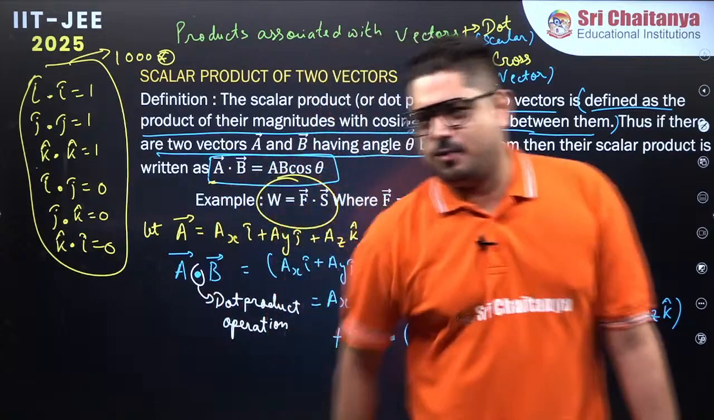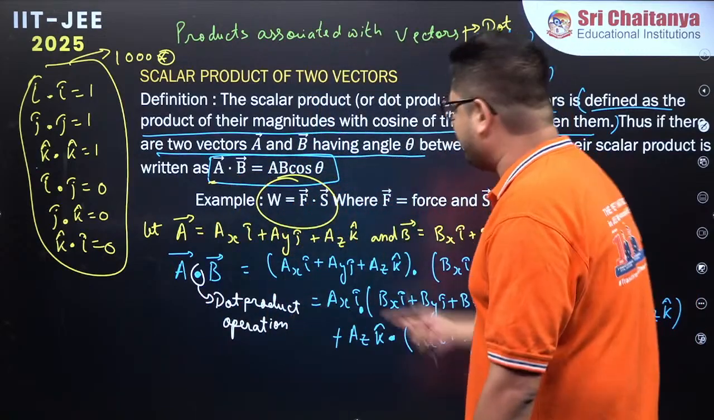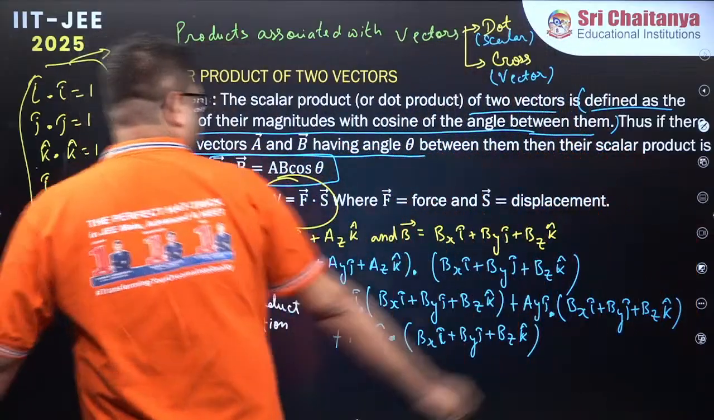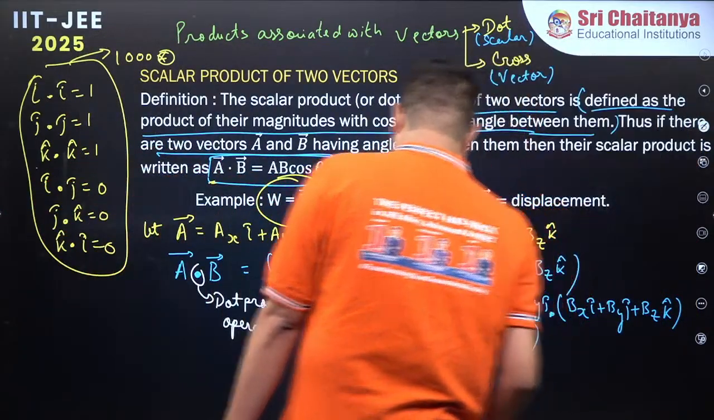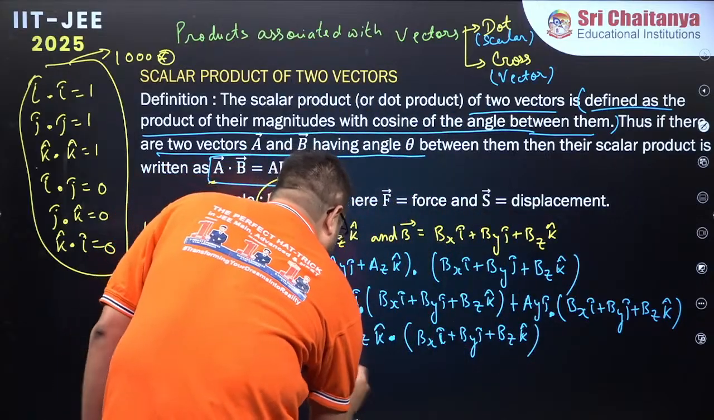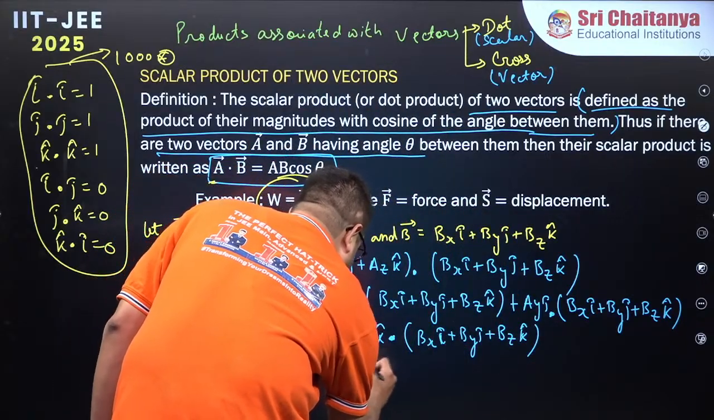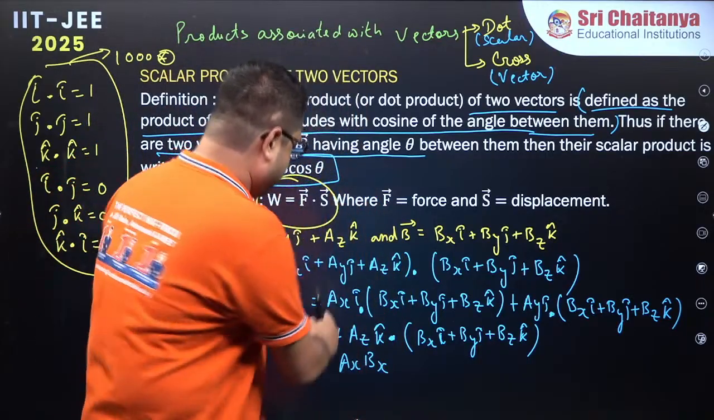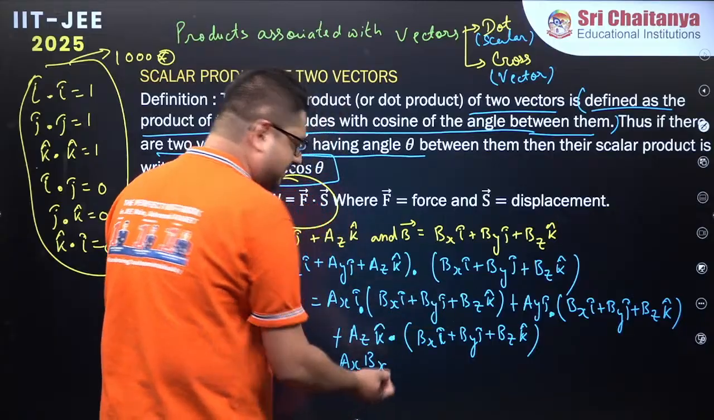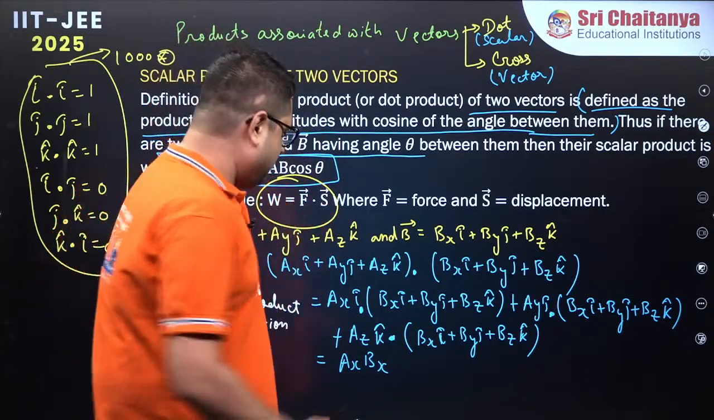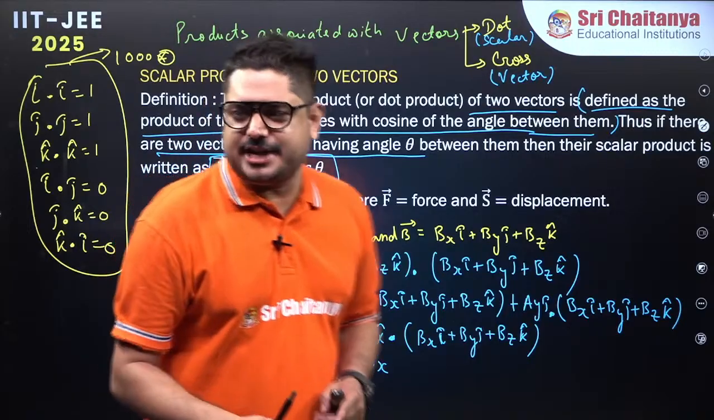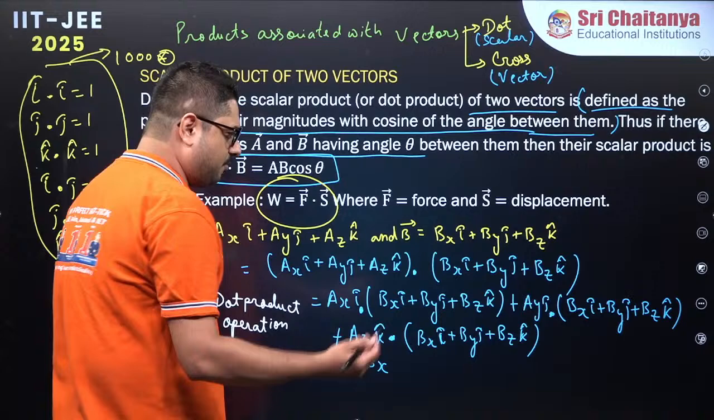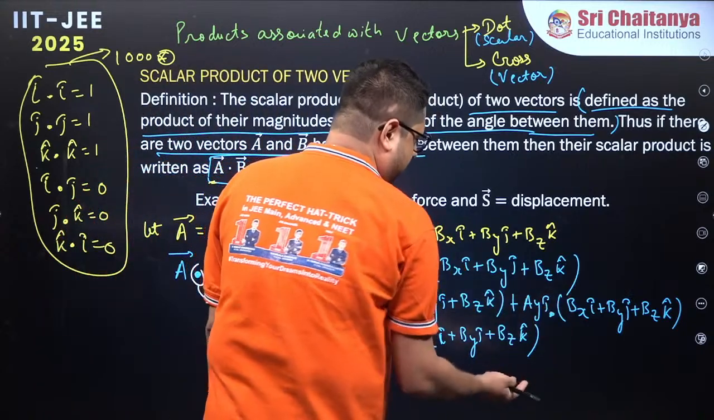So now what we are going to do is follow this rule itself. Let's try to complete our product, everyone. So ax can be multiplied with only bx, isn't it? So I can write it down as ax bx. i cap dot i cap is 1, it will vanish. Ax, if I multiply with by, it is going to be 0, because i cap dot j cap is 0. Similarly, ax bz will become 0. Finally, ay bx will become 0.